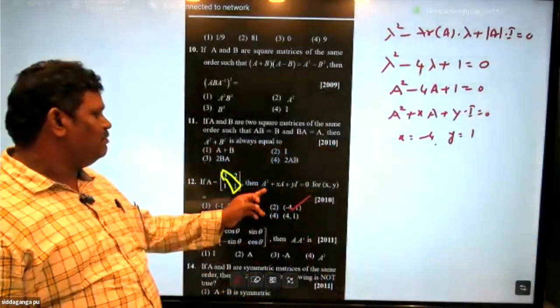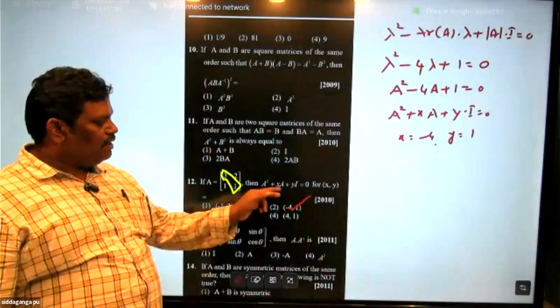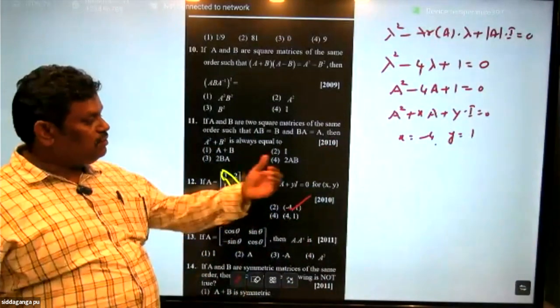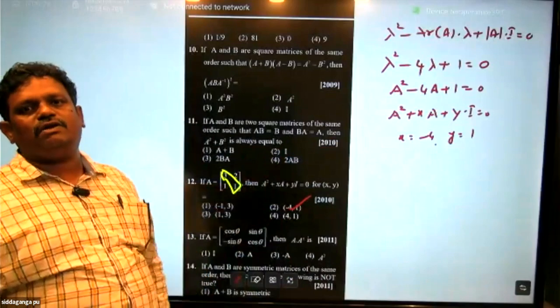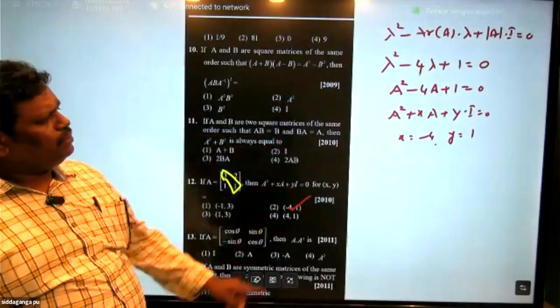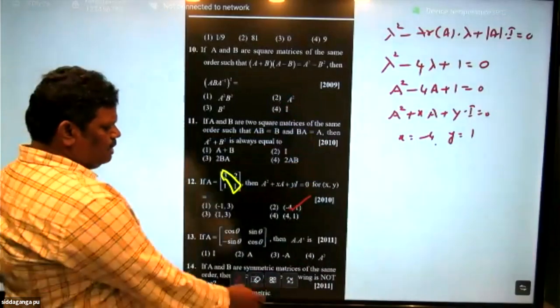Otherwise, if we don't know this method, we first calculate A square, multiply with A, and multiply with the identity matrix. Then we equate the total equation to 0 and simplify it. That is a little bit lengthy. So by using this method, we can easily find X and Y. Right. Next.